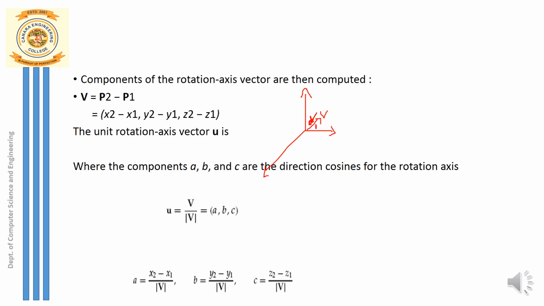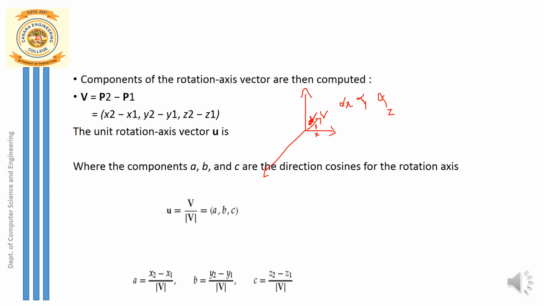And what is the direction of this rotation, or you can say the vector components? Whenever I say vector, a vector has components. It has an x component given by alpha x, a y component given by alpha y, and also a z component given by alpha z.